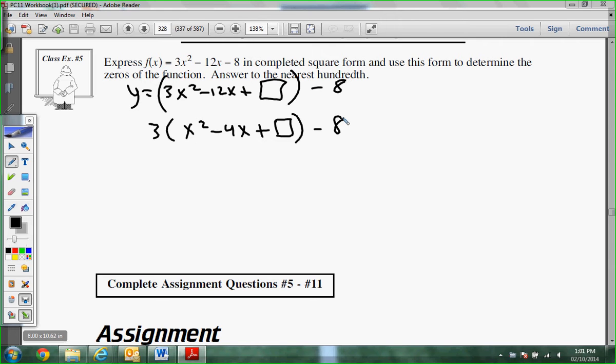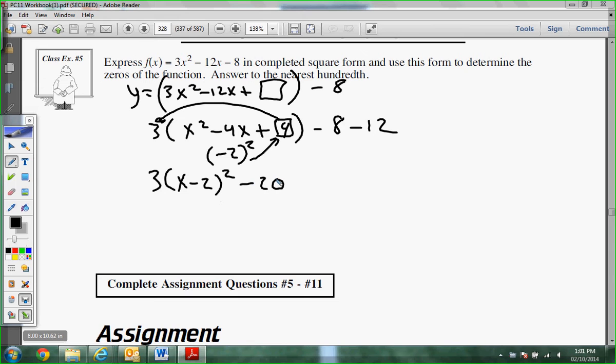What's that? Yeah. What's half of it? And then what do you do with that? You got to square, because you got to complete the square, okay? So we put it here. Good. So 4 goes there. And then I have 3 times 4 is 12, so minus 12. I shrink this down to 3x minus 2 squared, like that. Negative 8 minus 12 is negative 20. That's what our standard form equation is.